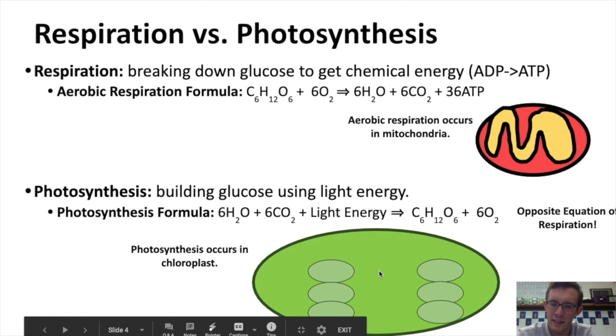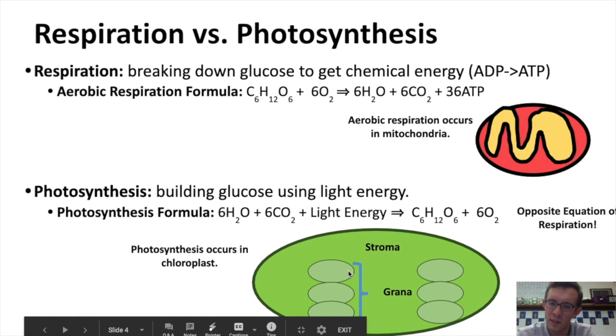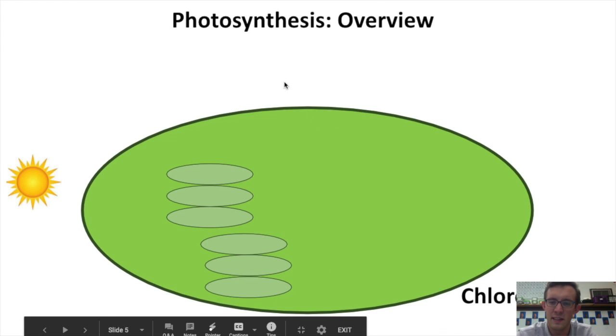And the chloroplast has two main parts to it. It has the stroma, which is kind of like the cytoplasm of the chloroplast, and it has the grana, which are these stacks of smaller membranes called thylakoids. And so photosynthesis as a process occurs in two main steps.